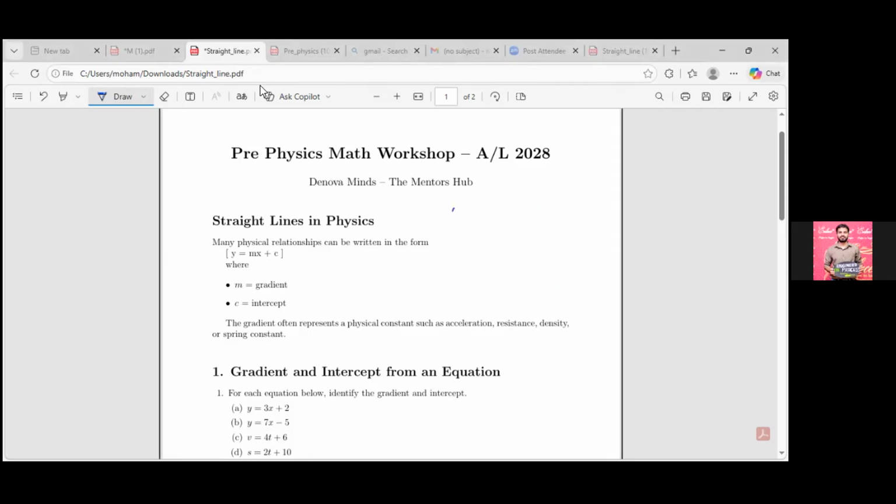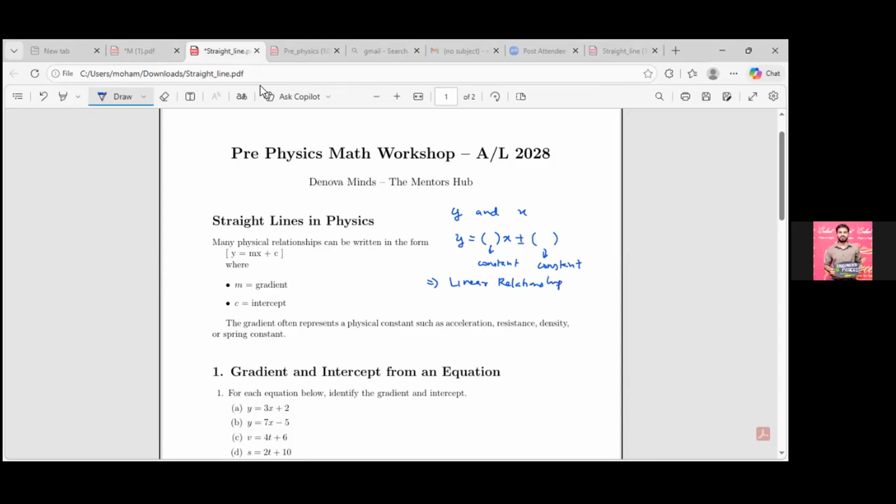let's say you have two physical quantities, y and x. They are related like this: y equals some constant, this is a constant, times the other physical quantity x, plus or minus some constant. When you have something like this, we call this a linear relationship.